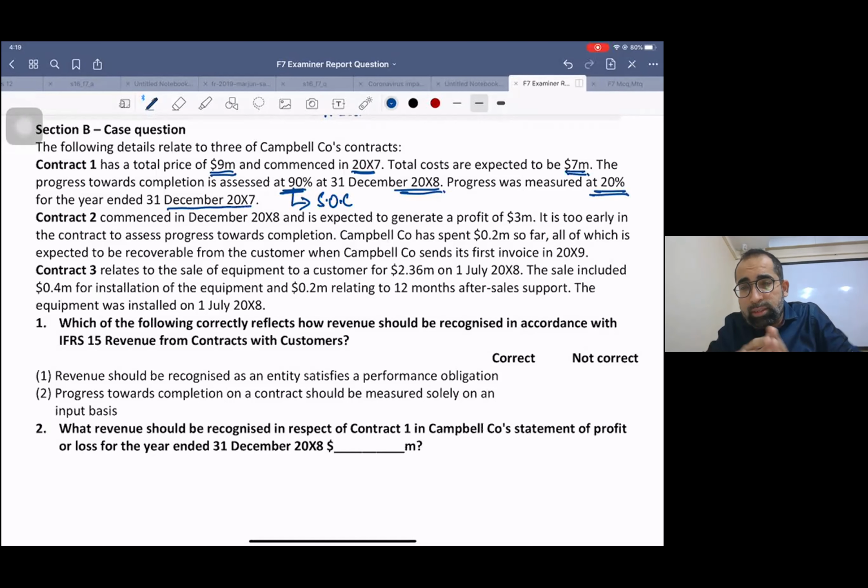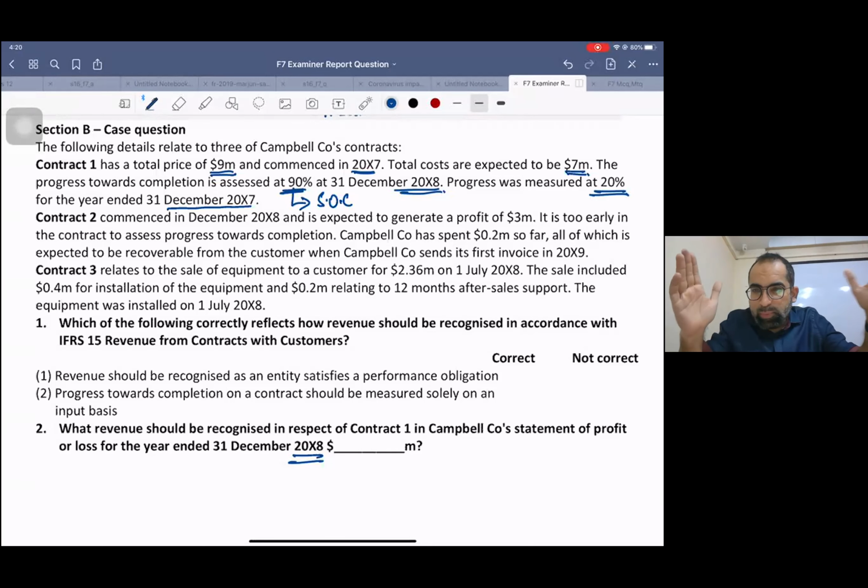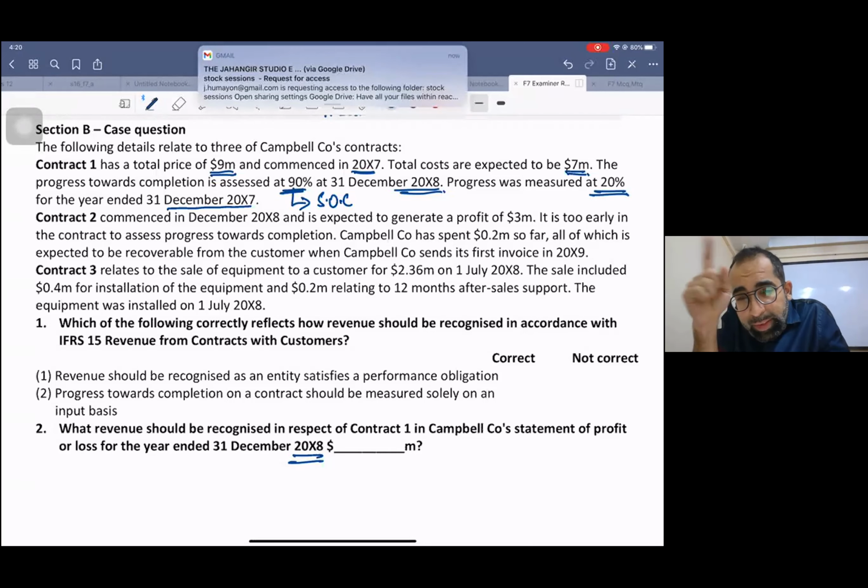Okay, that means this contract was started in the previous year, not this year. Just assume we are in December X8, see the requirement. We need to solve this question for December X8. And the contract commenced in 2007. So now listen to me, hope you remember these words. Now we need to do cutting. If you want to do December X8, you need to do cutting and calculate the balancing thing.